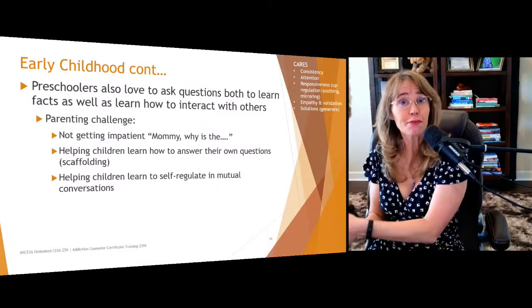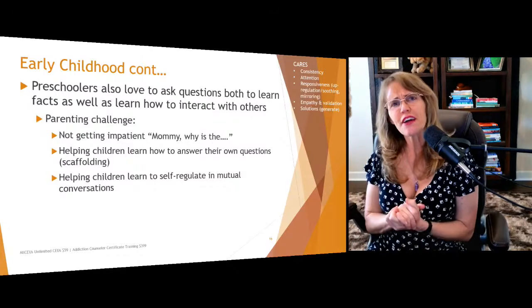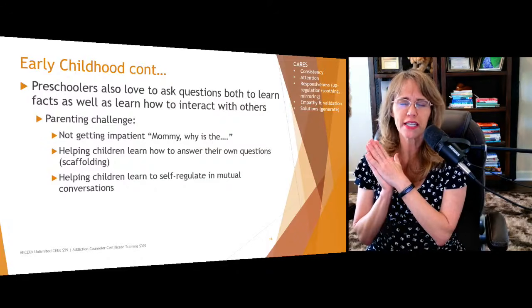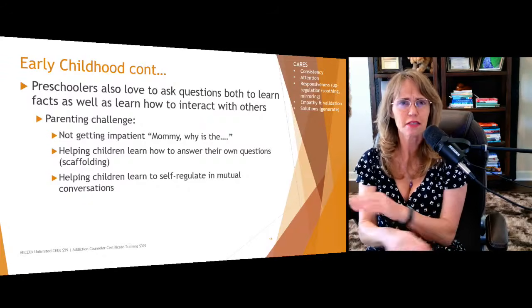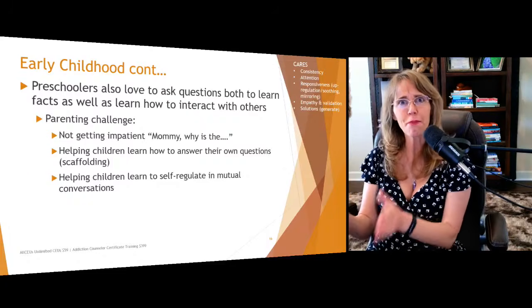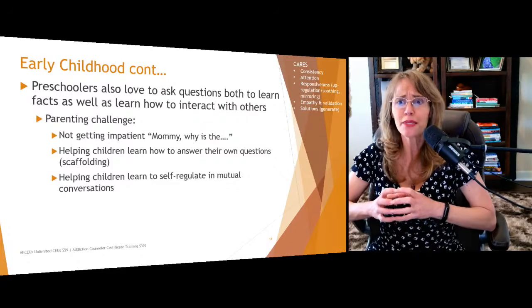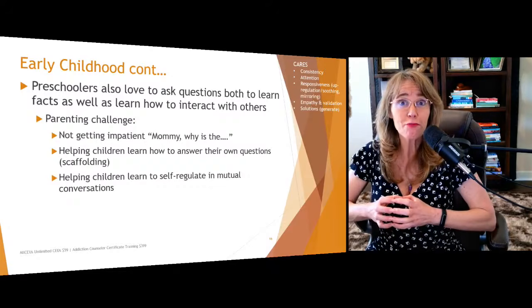We want to help children learn how to answer their own questions with scaffolding. Instead of giving them the answer, say, okay, what do you think? How would you figure out that answer? Why the sky is blue? I used to love the Cat in the Hat knows a lot about that, the Cat in the Hat learning series. Lots of little books that explain basic concepts. And so we spent a lot of time at the library. And I'd say, okay, we want to figure out about that. Let's go to the library.